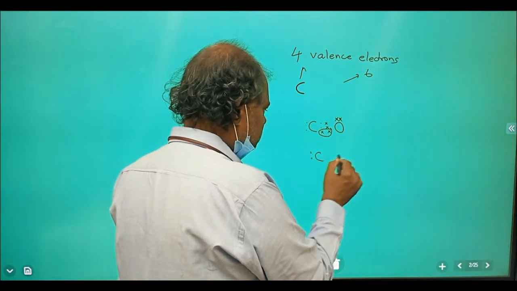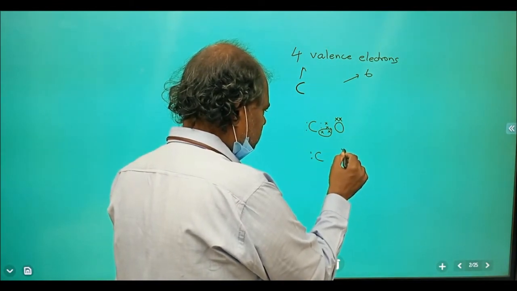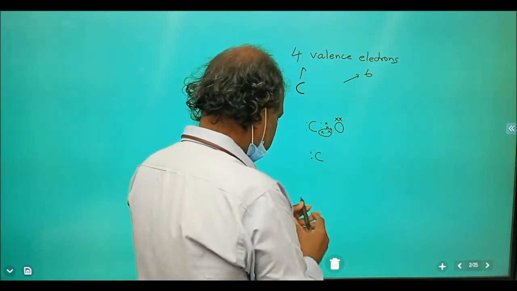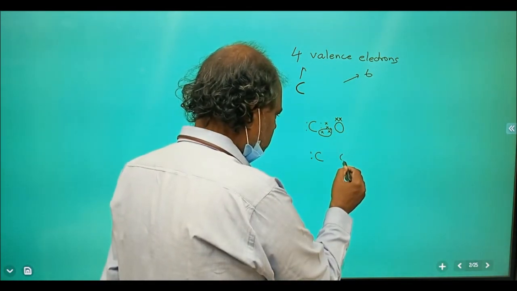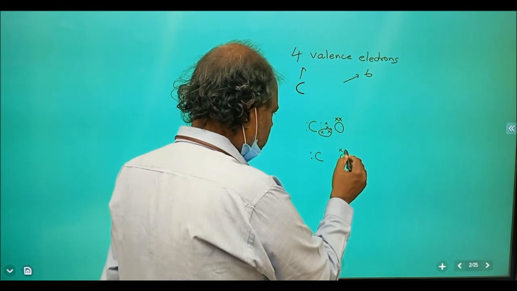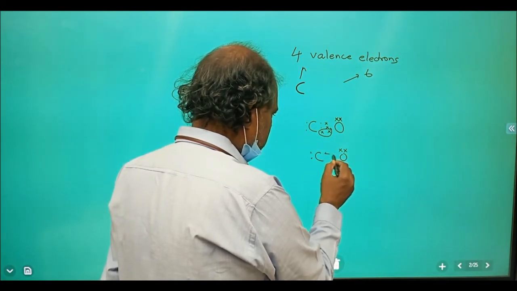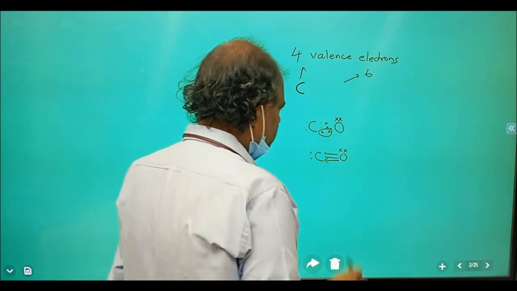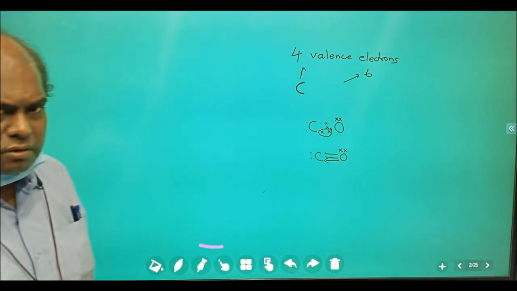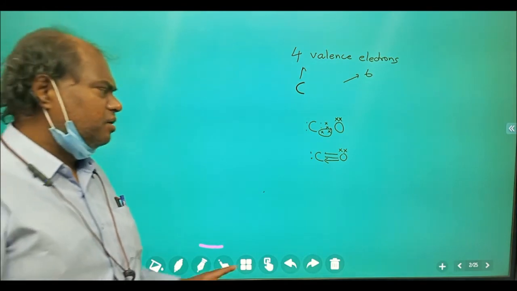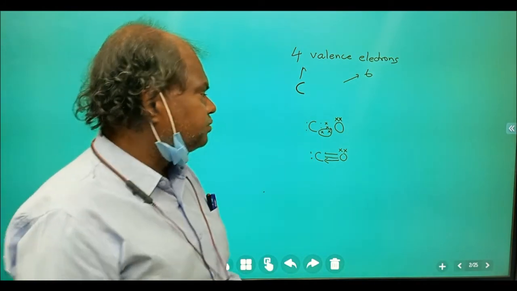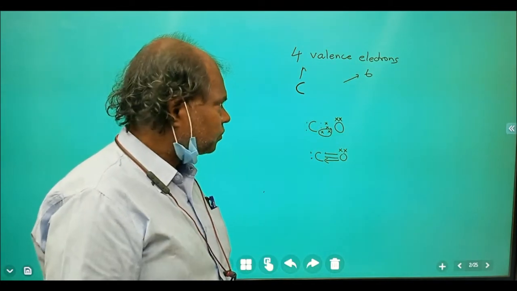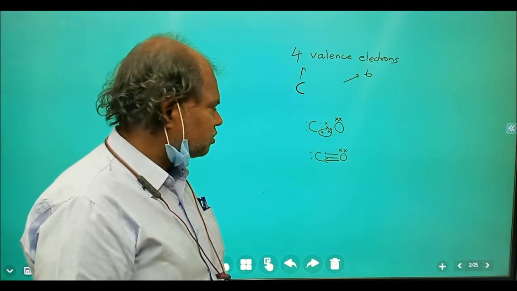Dot, dot. Okay. This is the structure of it. Clear? That's how you draw. So you get a coordinate bond, and this coordinate bond helps you a lot. You're using a lone pair to form a bond, right? Okay. That's how you draw carbon monoxide.